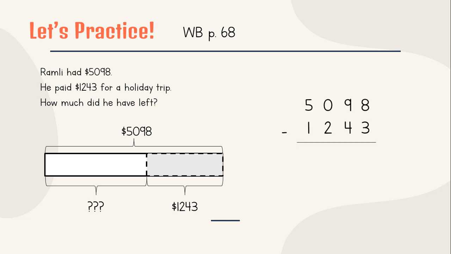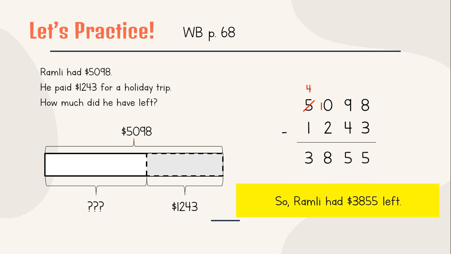What do we have to do? Of course, subtraction. 8 minus 3, 5. 9 minus 4, 5. 0 minus 2, is it 2? No, 0 minus 2 cannot. If it cannot, we have to borrow from 1,000. So we have 10 hundredths minus 2 hundredths equals 8 hundredths. 4,000 minus 1,000, 3,000. So how much did he have left? Ramli had 3,855 left.